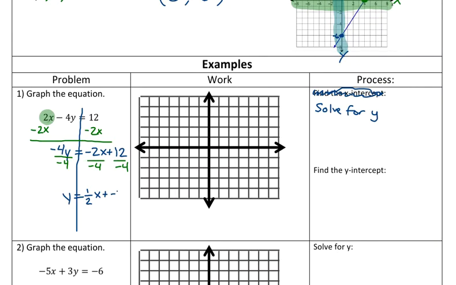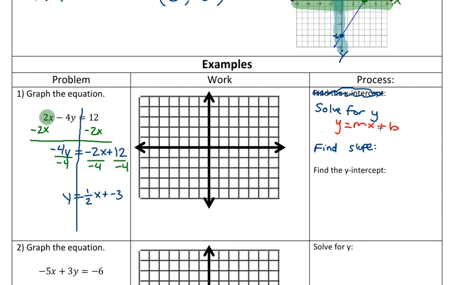Plus negative 3. Okay, so now we want to find the slope and the y-intercept. We're writing in our own steps here because somebody screwed up these notes, aka it was me.